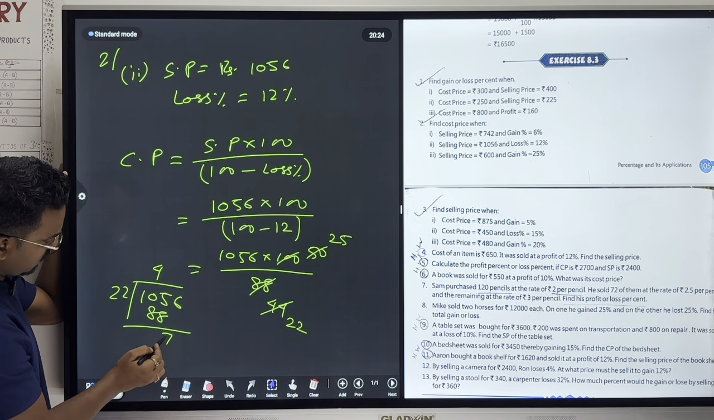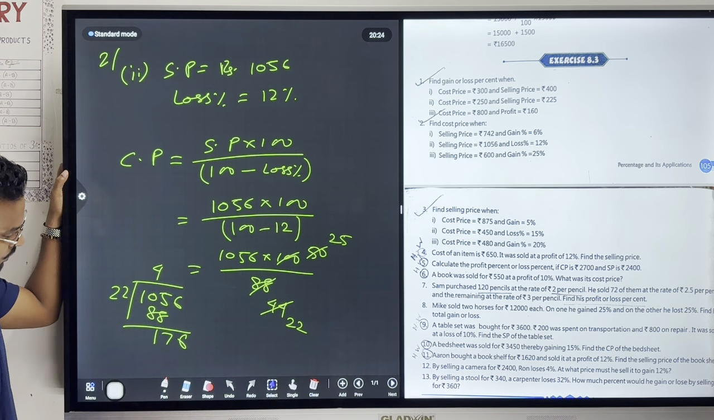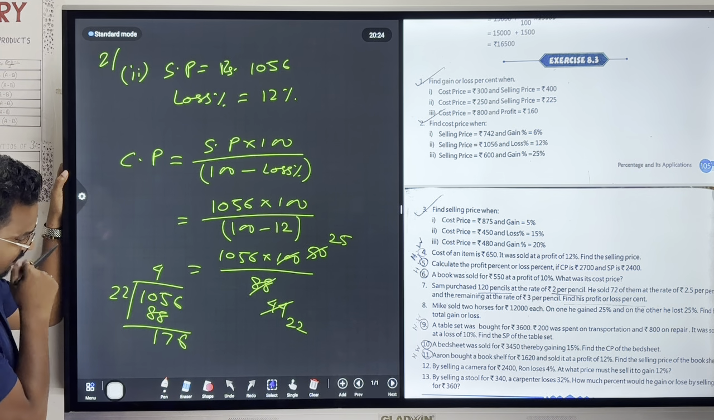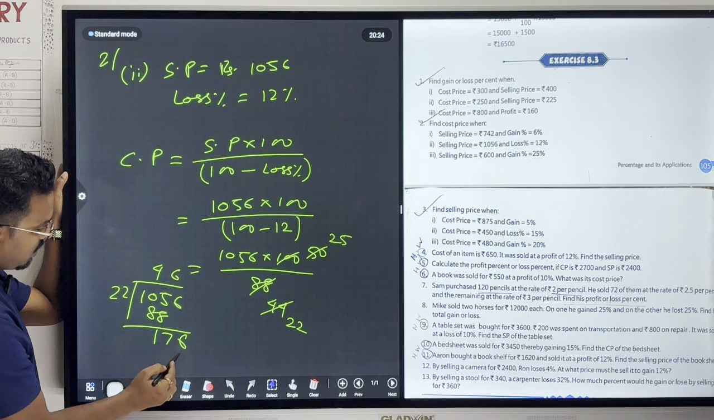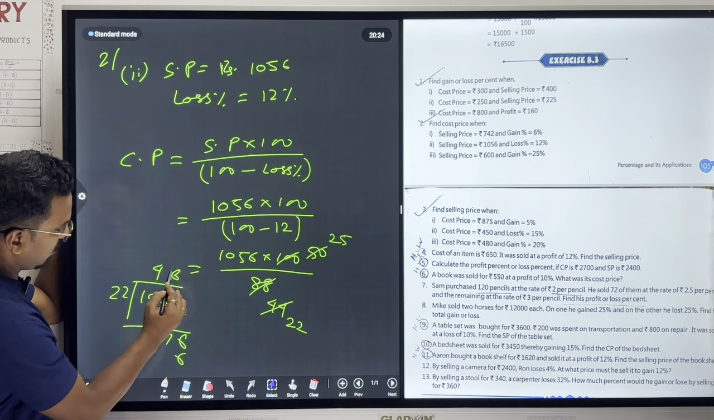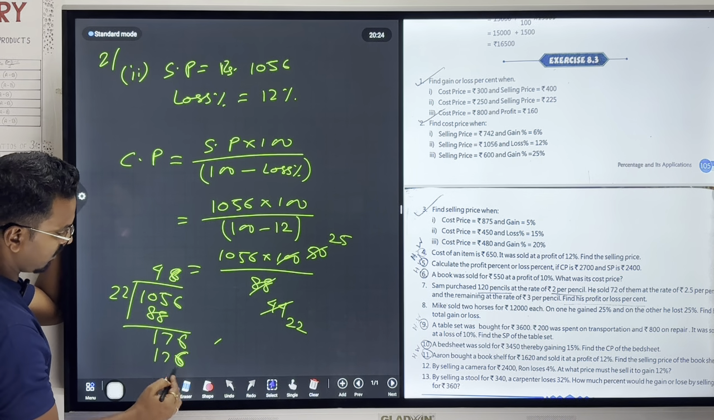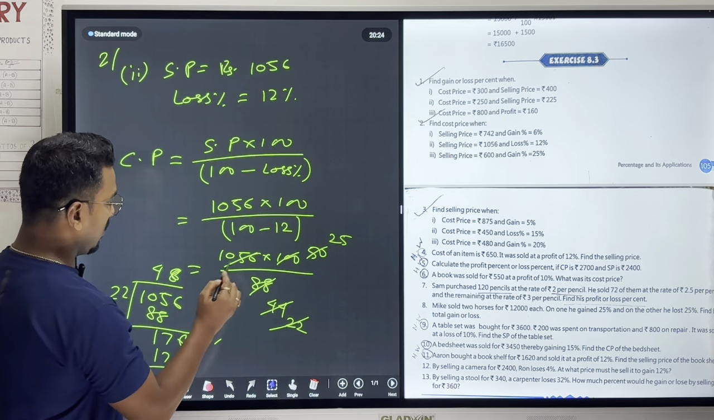This will be 4 2s are 8. This will become 9. This is 1. 6. Can you divide it? How many times 6? 6 2s are 12. Sorry, 6 2s are 12. No, 8. 8 2s are 16. 1 in hand. 6 2s are 17. So if you cancel it, you will get how much?